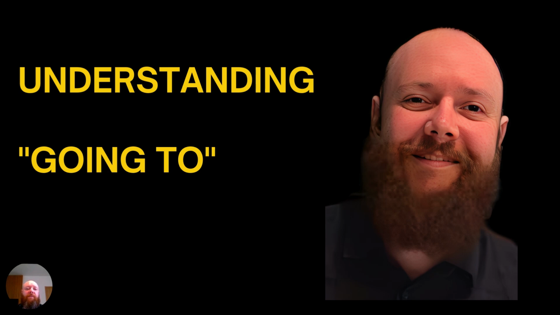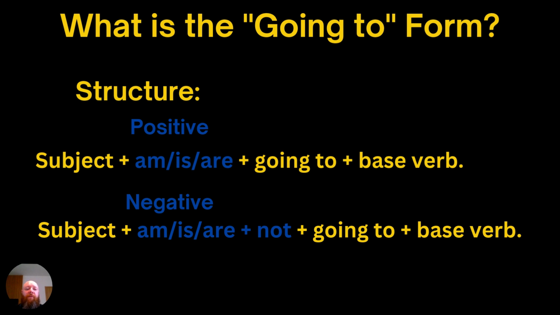So first of all, we have the form, and here we have the structure for a positive sentence. So we've got the subject, am, is, or are, so be verb plus going to plus the base verb. And then for the negative, we've got am, is, are plus not, and then going to plus the base verb. So let's have a look at some of these examples.